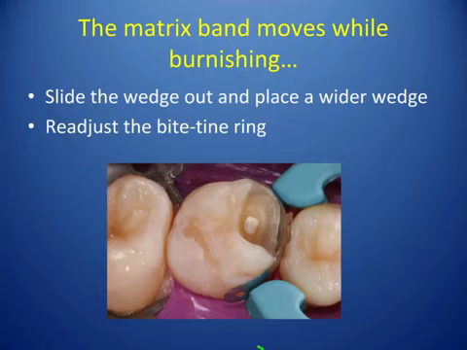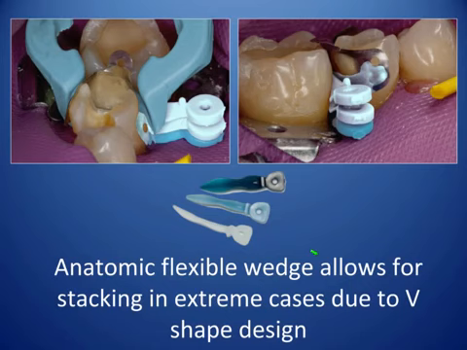Then we use that ball burnisher once we're in place. Here you could see that grip tab would then be folded over this adjacent natural tooth. We would have this rolled marginal ridge and the grip tab, again, as targets for building up the restoration as we go. Here are examples of those anatomic and flexible wedges.